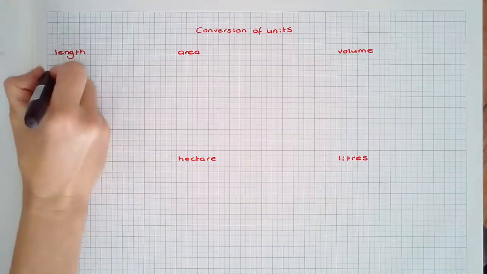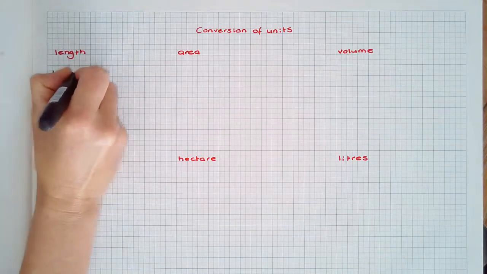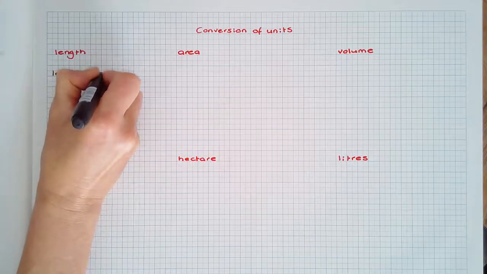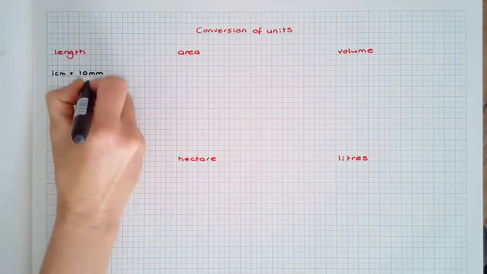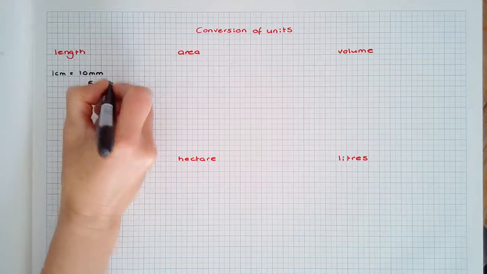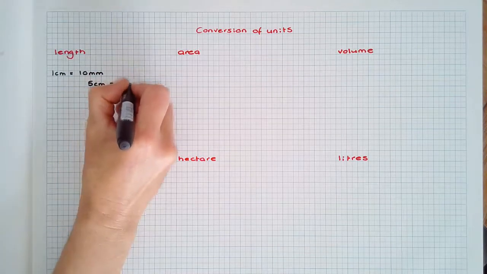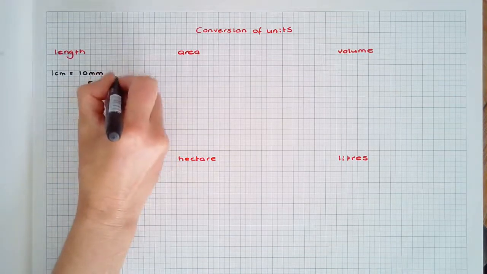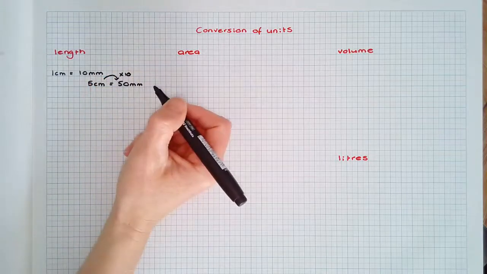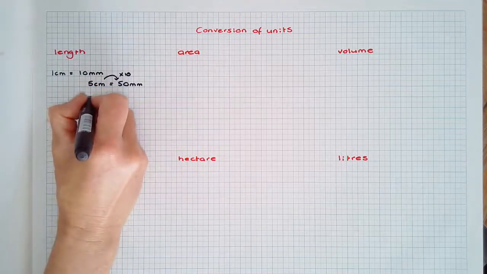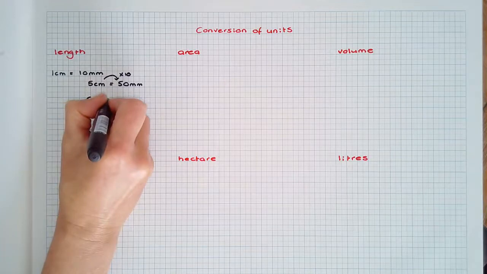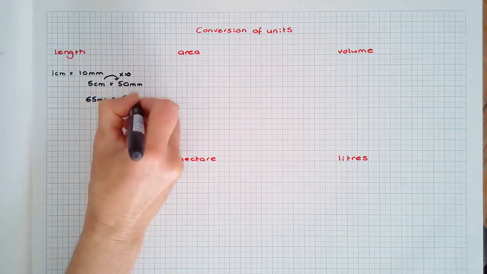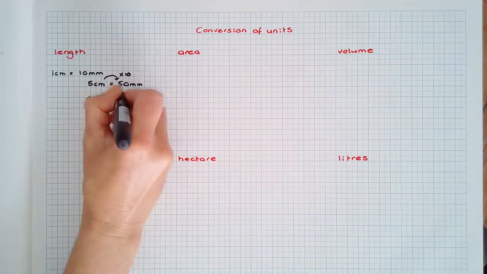Recall that 1 centimetre equals 10 millimetres. Therefore, say 5 centimetres equals 50 millimetres. That is, we times by 10. Or alternatively, going backwards, 65 millimetres equals 6.5 centimetres, and we divide by 10.